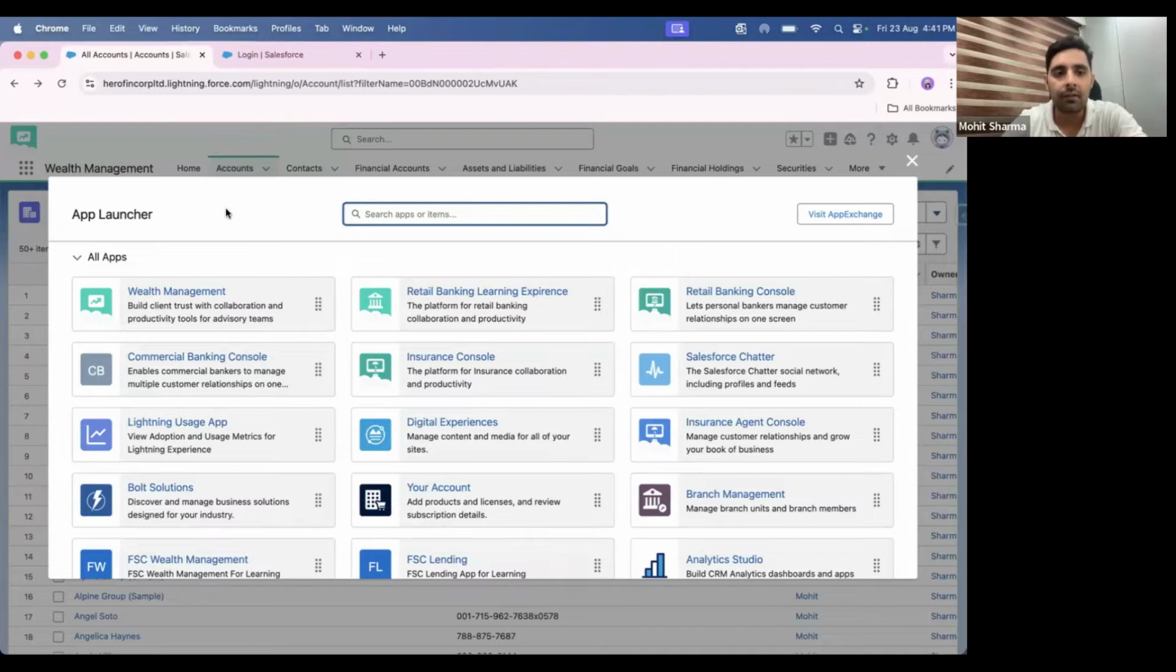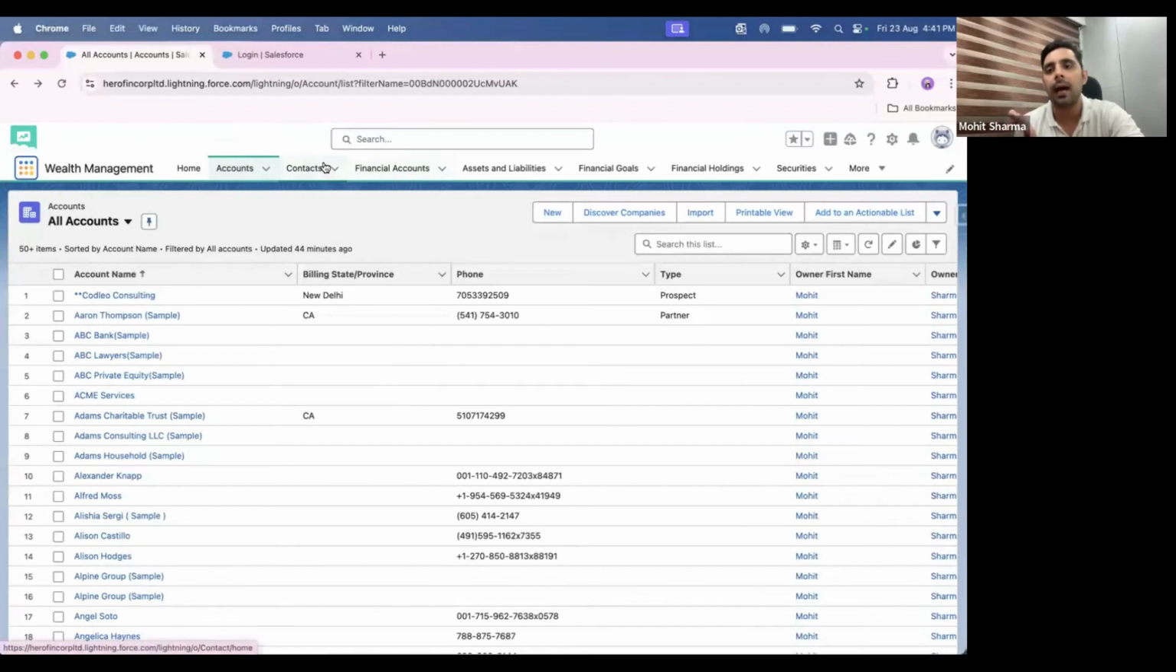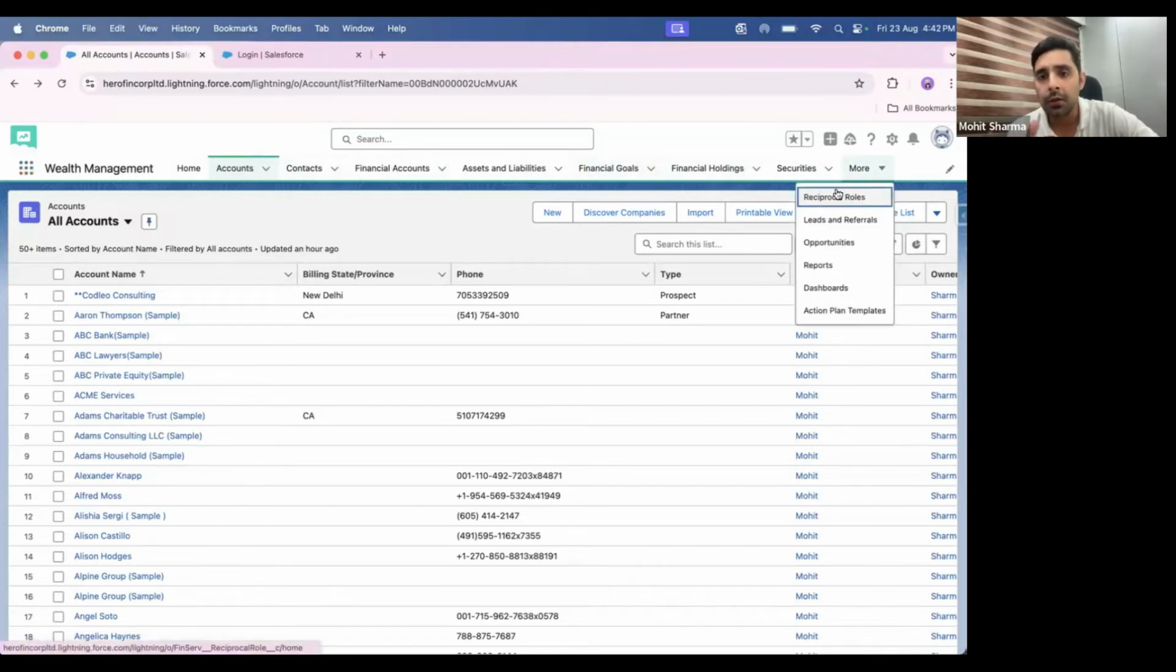As per today's agenda, we will be talking about wealth management. This is the application named Wealth Management. As soon as I click here, these are the tabs. On top you would see multiple tabs: accounts, contacts, financial accounts, assets and liabilities, financial goals, financial holdings, securities, roles in the different financial parties, and leads and referrals as a contact, showing how you give those referrals. There are opportunities where I can give my advisory on US equity or other equity shares, policies or term insurance. This is how I would give you the advice and open any deal.